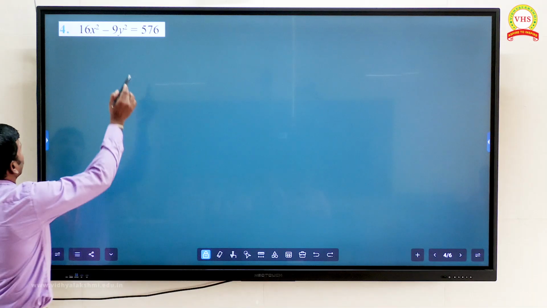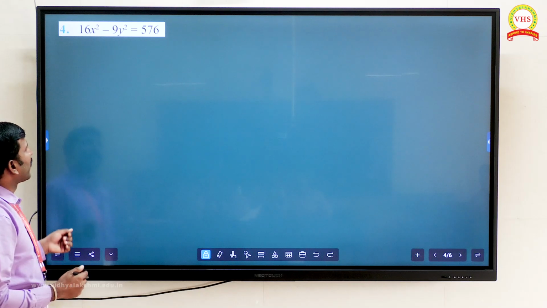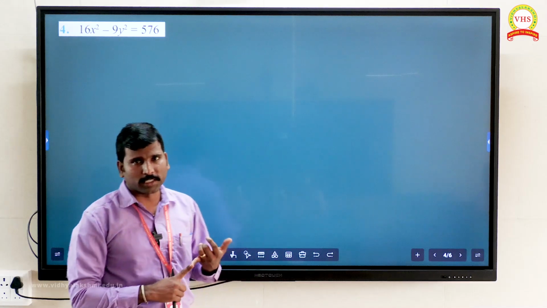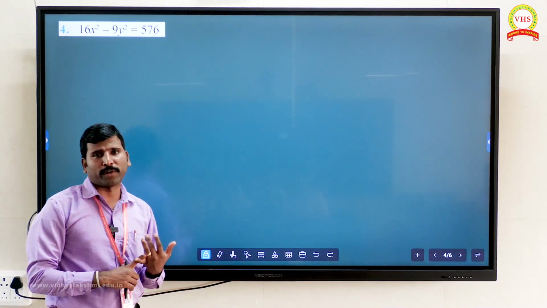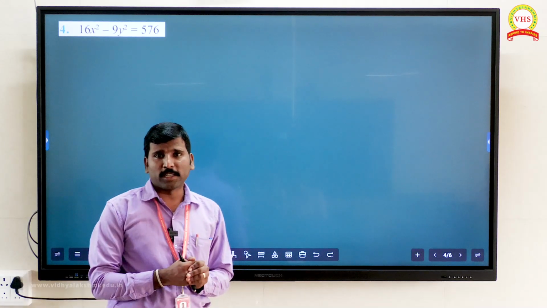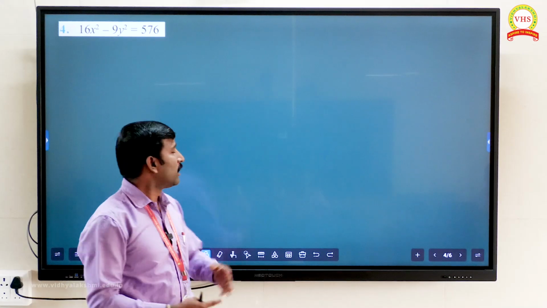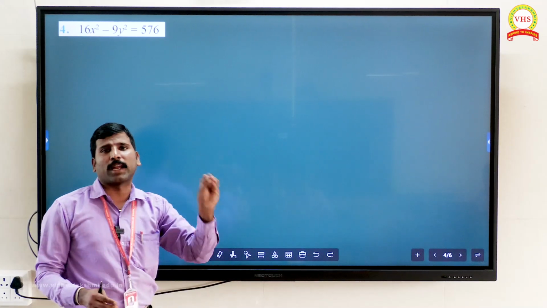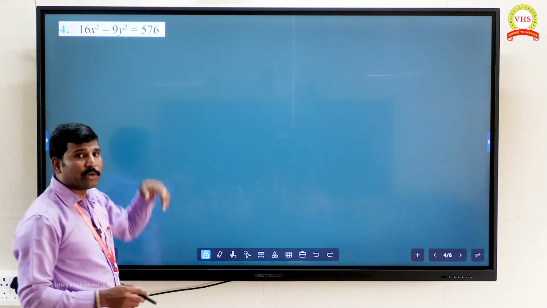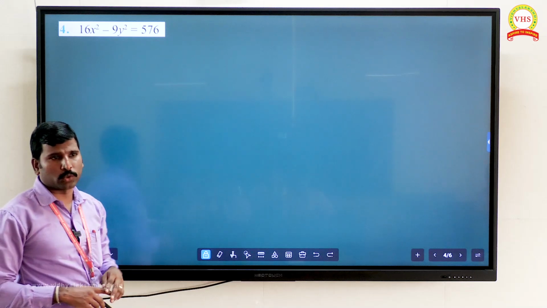Okay, next, question number 4: 16x square minus 9y square equal to 576. We have to find the vertices, foci, and so on. Already we have seen what we have to find; the same thing I'm going to do here. First, the equation must be equal to 1, right? It is not in the form of x square by a square minus y square by b square equal to 1, so I'm going to make it into the standard form, with 1 on the right side.